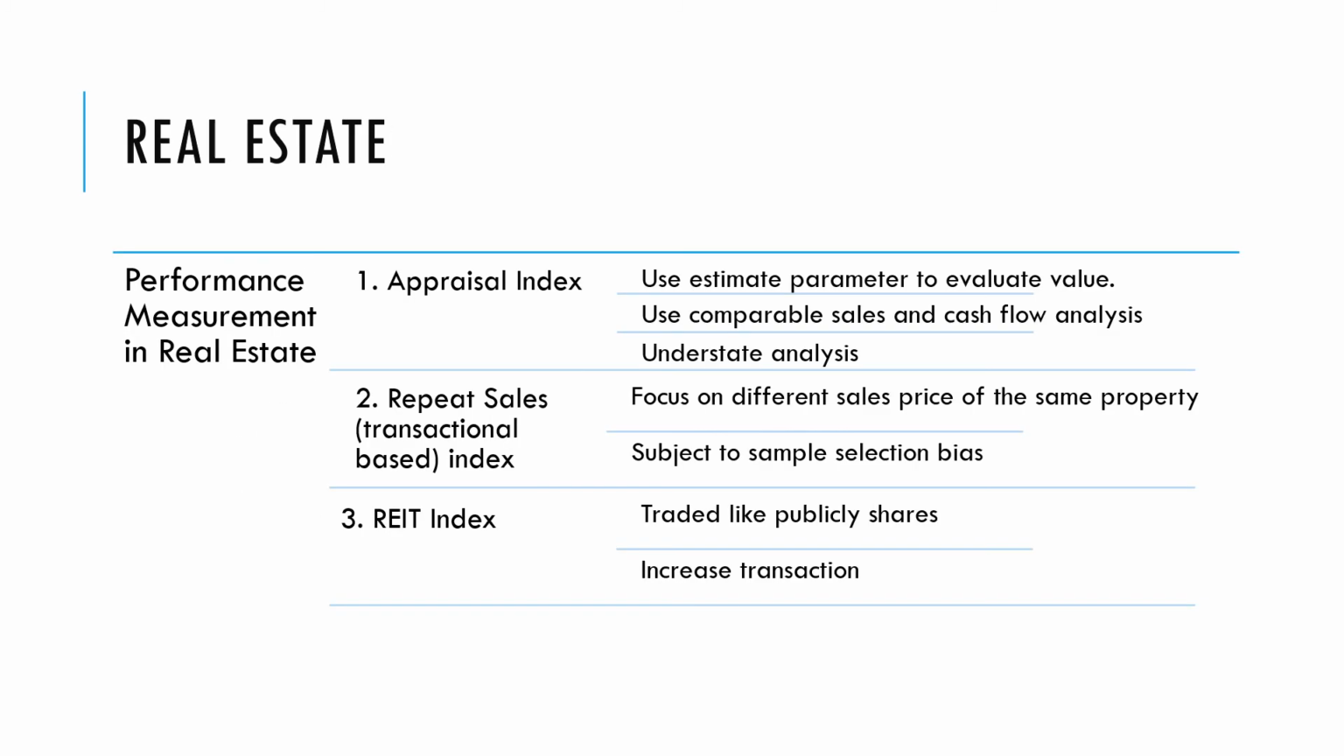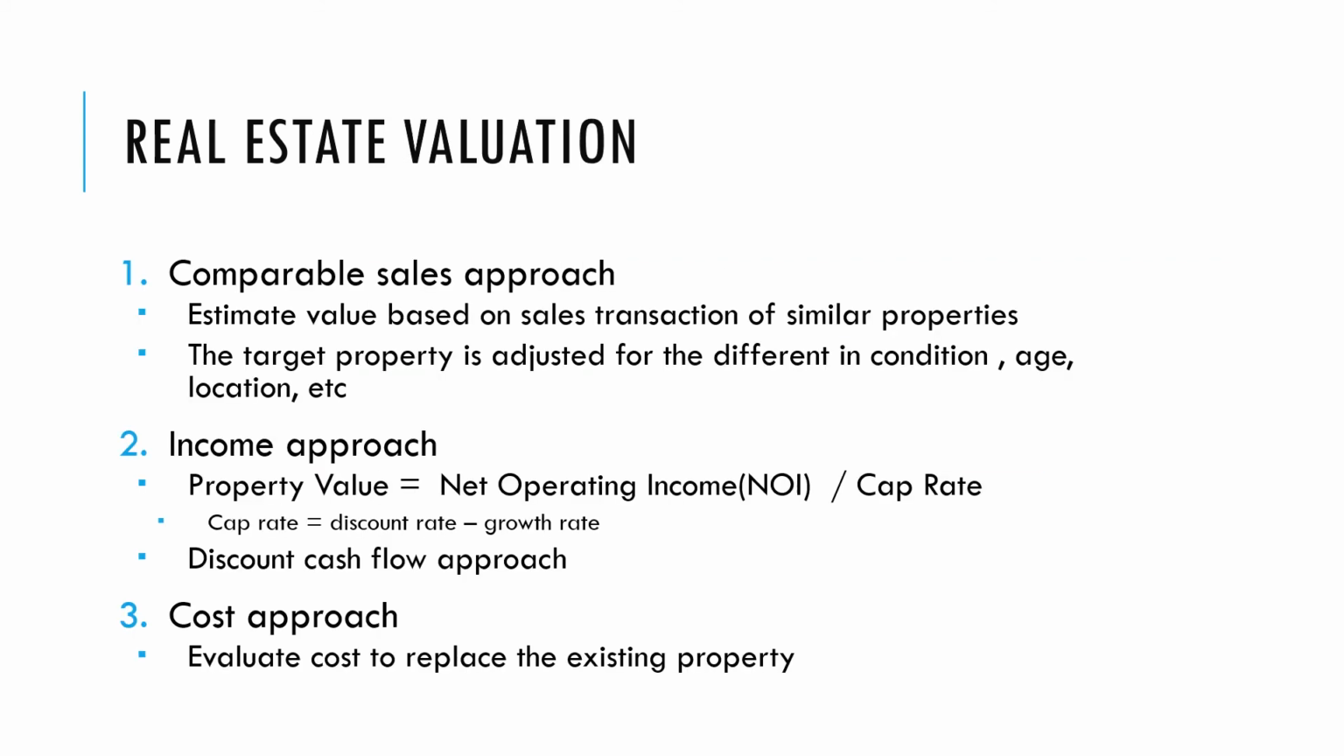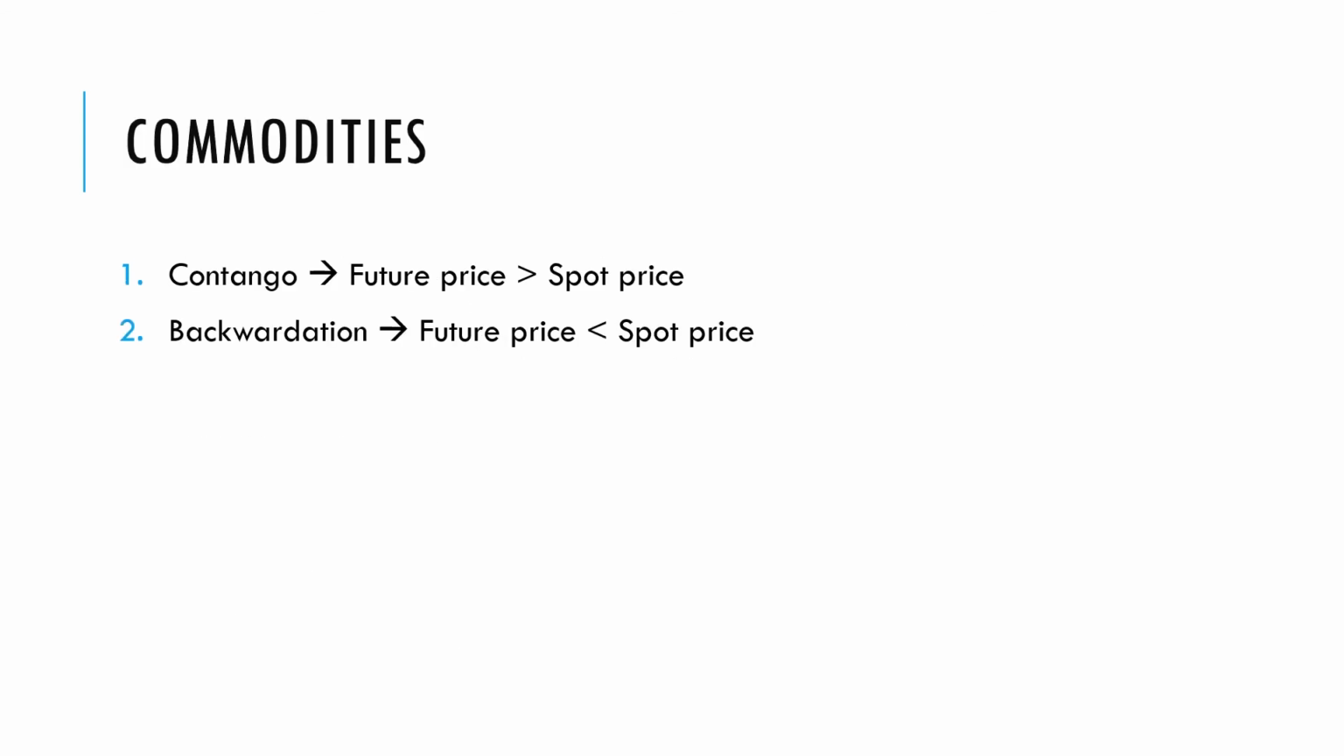In real estate investment, there are 3 forms of index measurements to measure real estate performance. In commodities investment, it generally refers to investment in futures contracts of commodities. If the future price is greater than the spot price, it is known as contango. And if the future price is less than the spot price, it is known as backwardation.